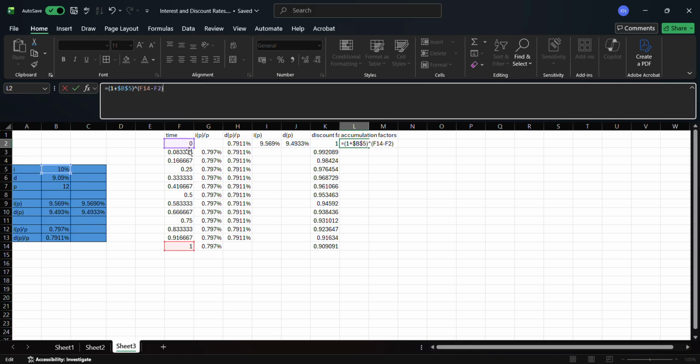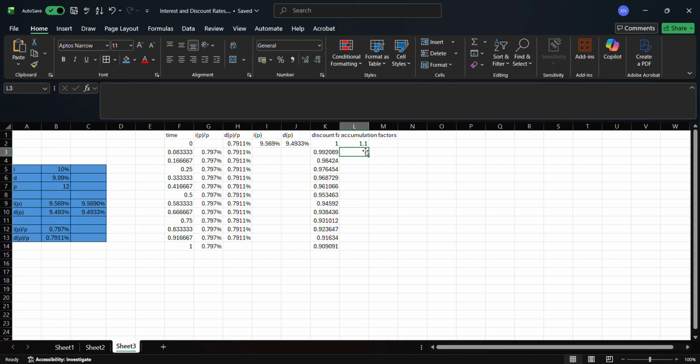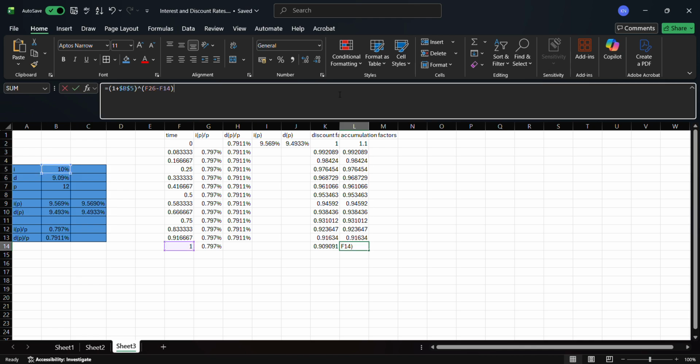For example, if you want to accumulate something from time 2 to time 5, the accumulation factor will be 1 plus i to the power of 5 minus 2, which is 1 plus i to the power of 3. Accumulating from time 2 to time 5 is to the power of 5 minus 2, which is to the power of 3. That's exactly what I'm doing here, and then you'll get all of your accumulation factors.